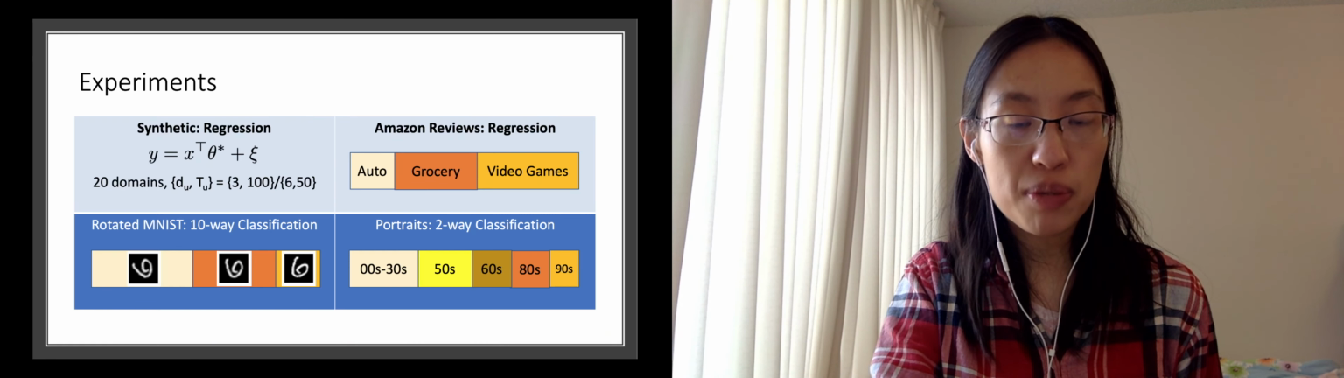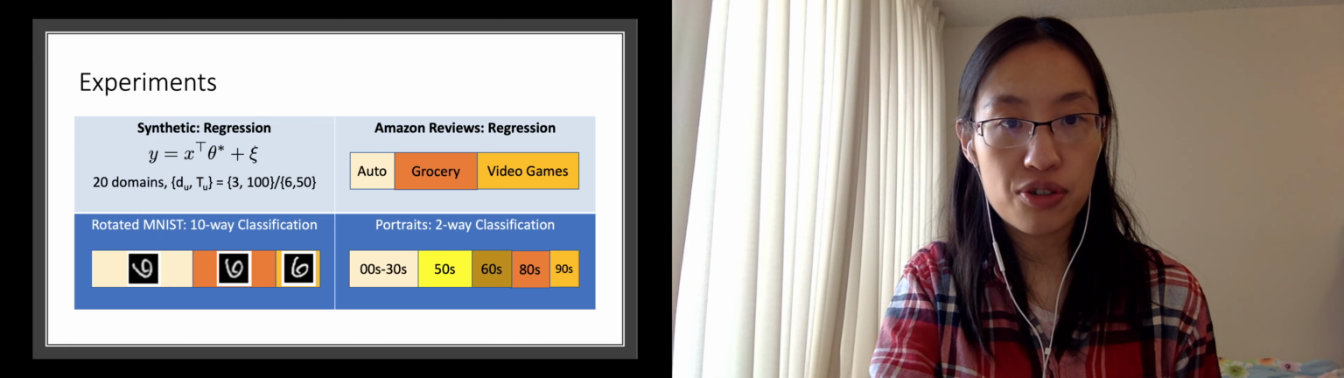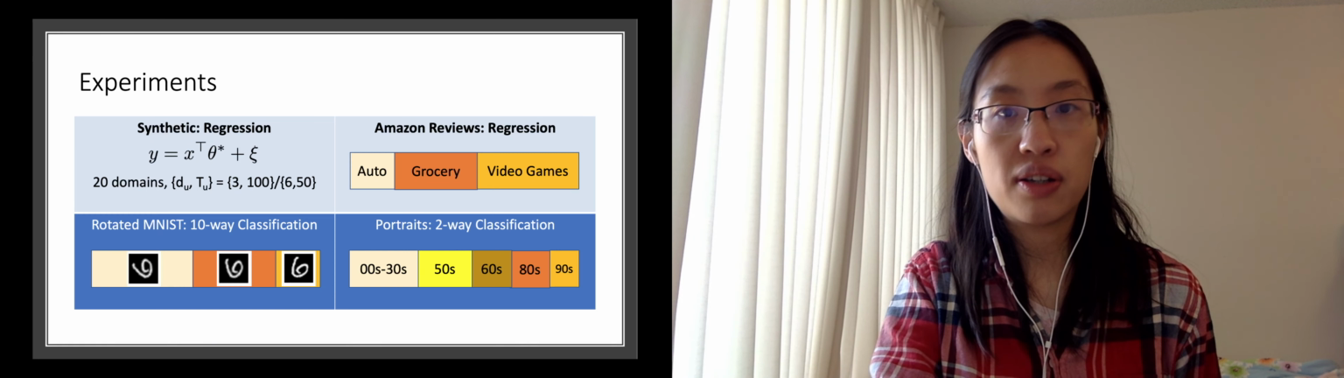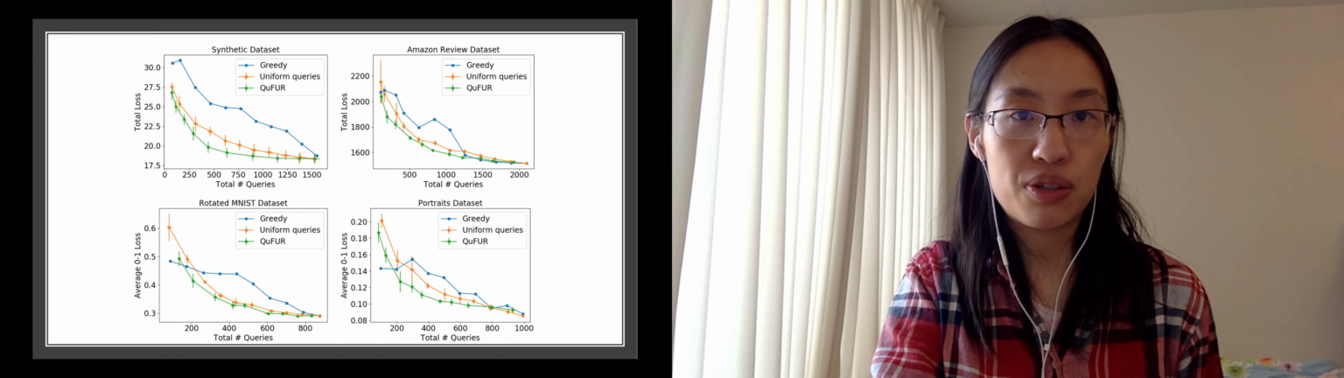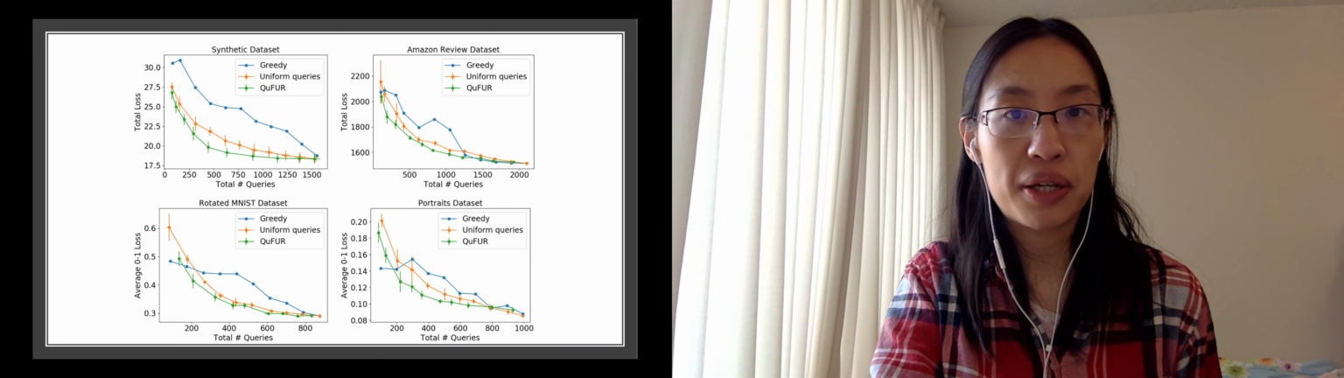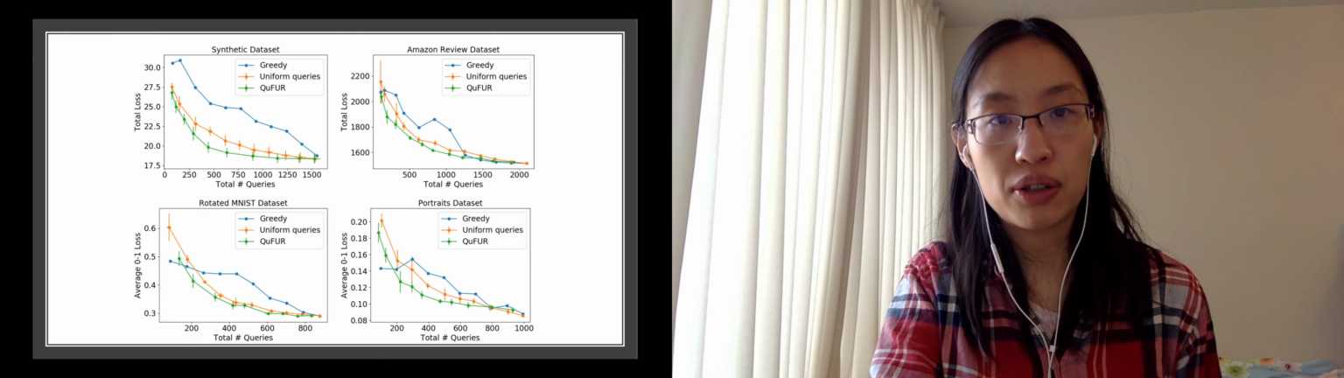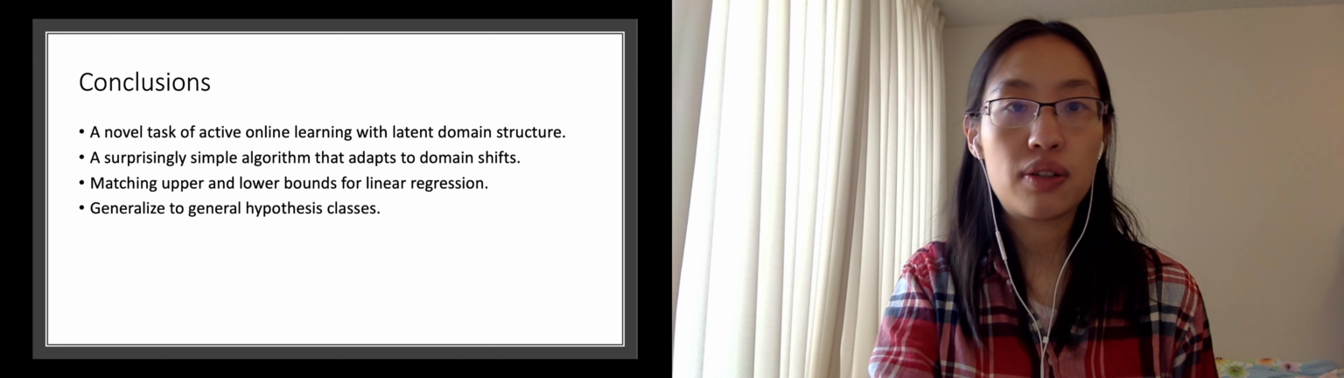We perform experiments on two regression tasks and two classification tasks. Across all four datasets, our algorithm QFER in the green line has the best trade-off compared to two baselines. One is the uniform queries baseline, and the other one is a greedy baseline where we make queries at every time step until the budget runs out.